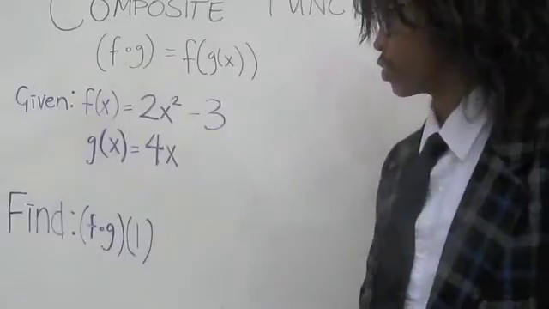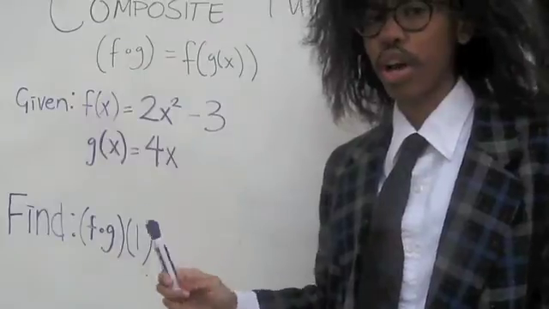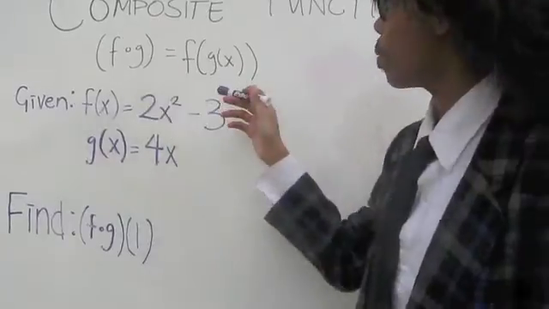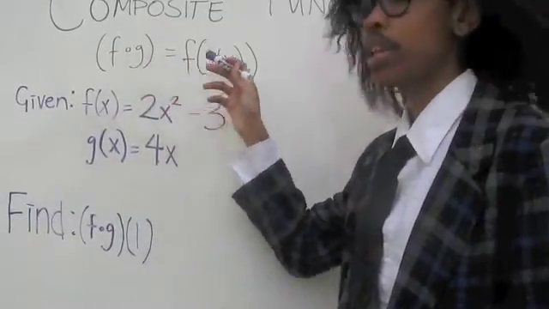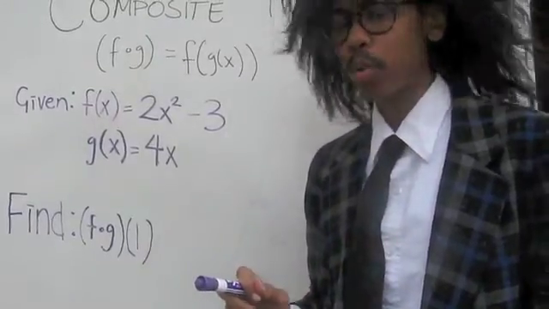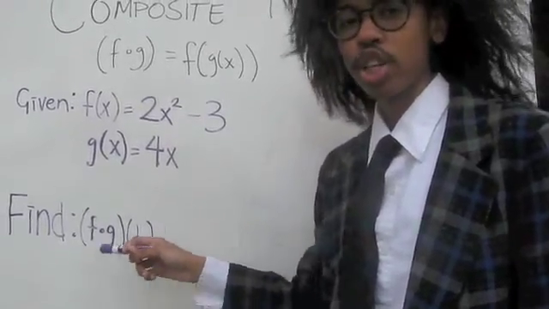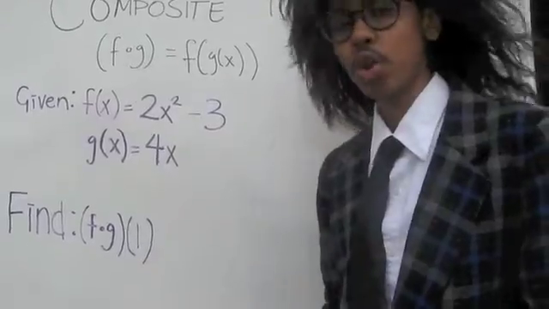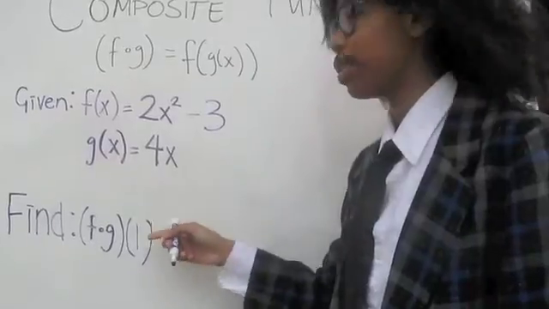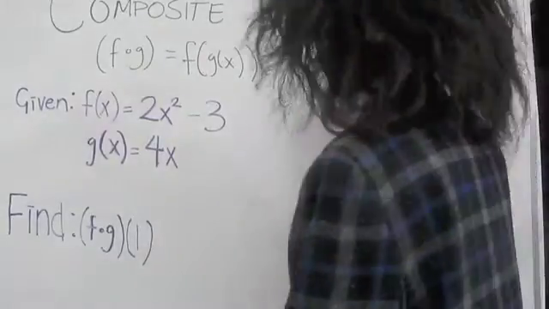In this equation, we are given that f of x equals 2x minus 3 and g of x equals 4x. And we must find f of g of 1. Now, we know from this equation that f of g equals f of g of x. So, our first step to approach this problem would be to find g of 1. We start with g of 1 because g is closest to 1. So let us find g of 1. We must take g of x, 4x, and plug our 1 into the x position. Let's do that now.